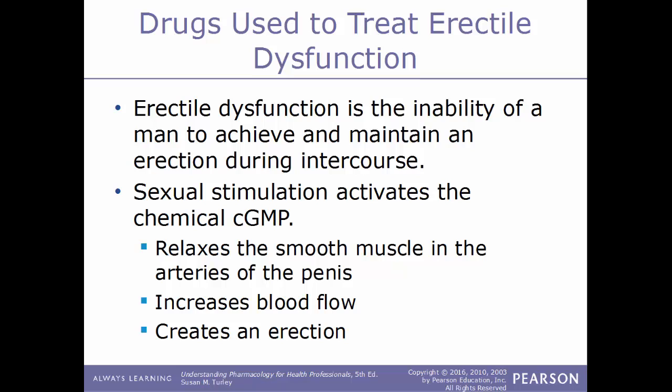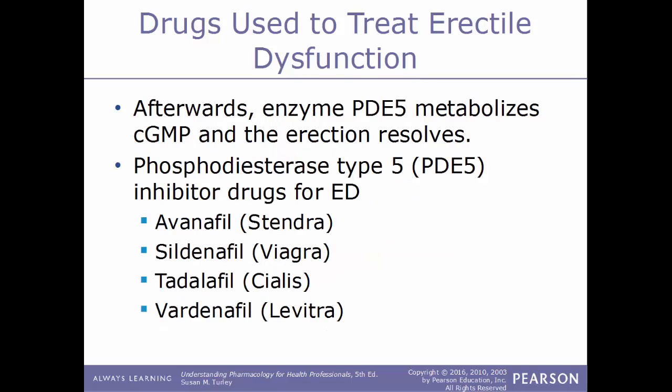Now, erectile dysfunction is the inability of a man to achieve and maintain an erection during sexual intercourse. The sexual stimulation of a male activates the chemical cGMP. This chemical will relax the smooth muscle within the arteries of the penis, which will allow more blood to flow through it, which will lead to an erection. When that stimulation is over, the enzyme PDE5 metabolizes the chemical cGMP, which will cause the erection to resolve itself.